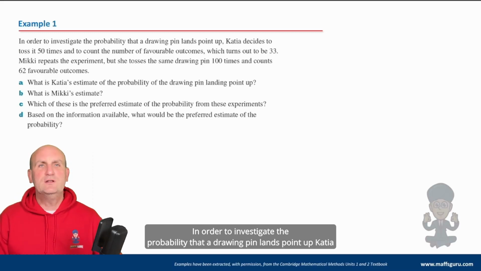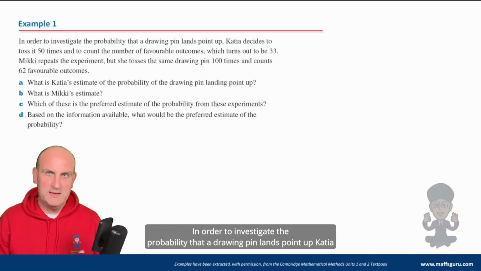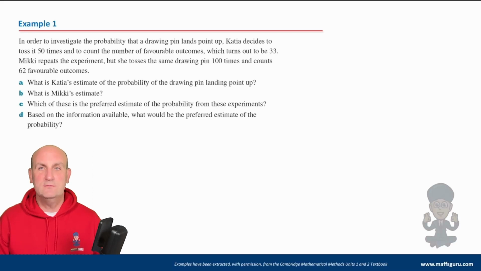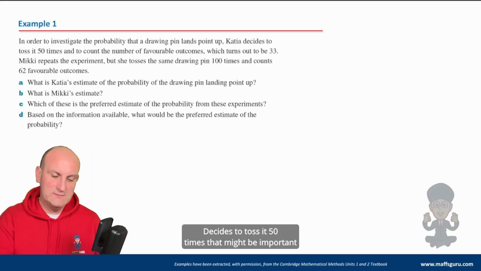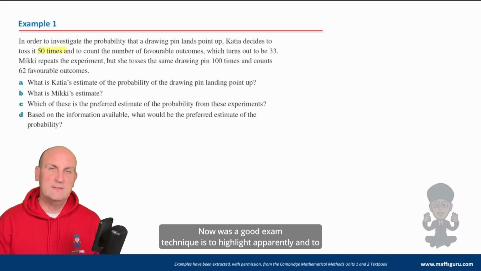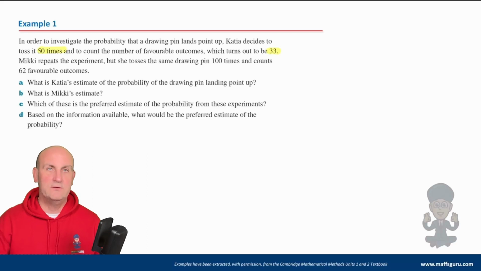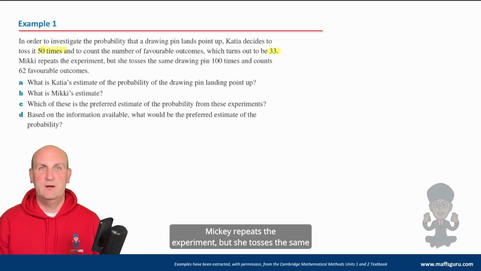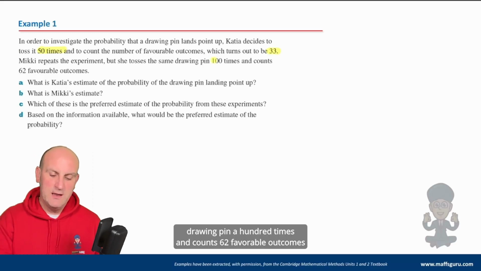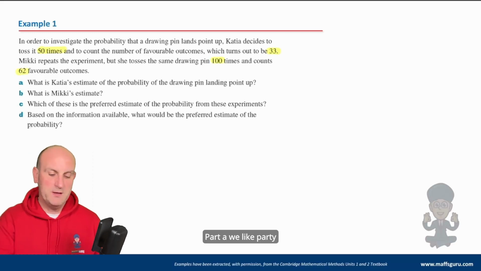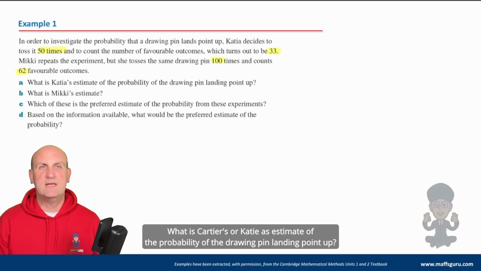Right. In order to investigate the probability that a drawing pin lands point up, Katia decides to toss it 50 times. That might be important. Now, obviously, good exam technique is to highlight, apparently, and to count the number of favourable outcomes, which turns out to be 33. Mickey repeats the experiment, but she tosses the same drawing pin 100 times and counts 62 favourable outcomes. Part A. We like Part A. What is Katia's estimate of the probability of the drawing pin landing point up?